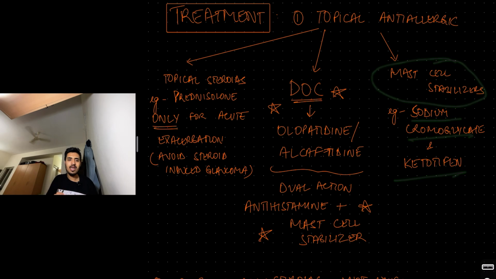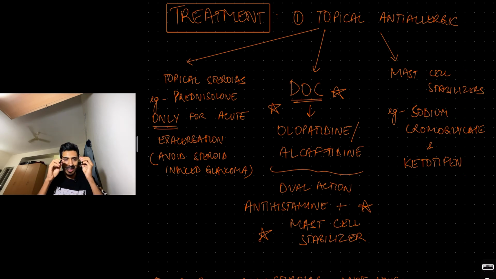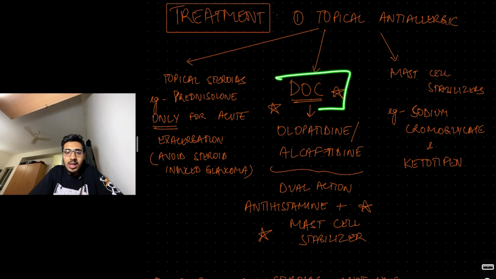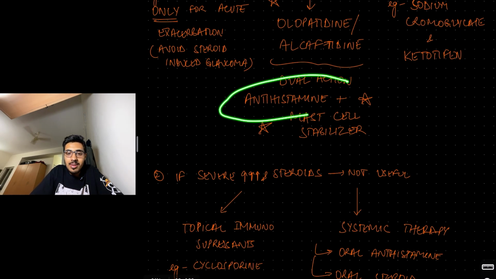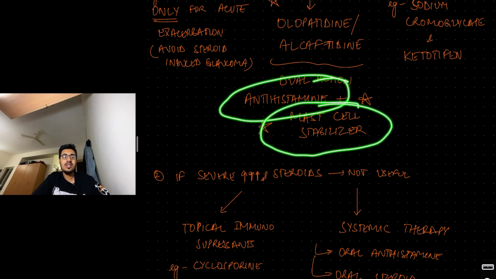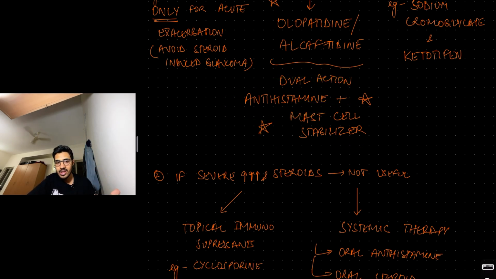They stabilize the mast cell, they inhibit the degranulation of these mast cells, therefore they prevent the type 1 IgE-mediated hypersensitivity reaction. But the topical anti-allergic drug of choice is olopatadine and alcaftadine. Now, olopatadine and alcaftadine are dual agents. They act as both antihistamine as well as mast cell stabilizer. So, because they have anti-allergic action through antihistamine as well as prophylactic action as mast cell stabilizer, these are the drugs of choice for VKC, vernal keratoconjunctivitis.